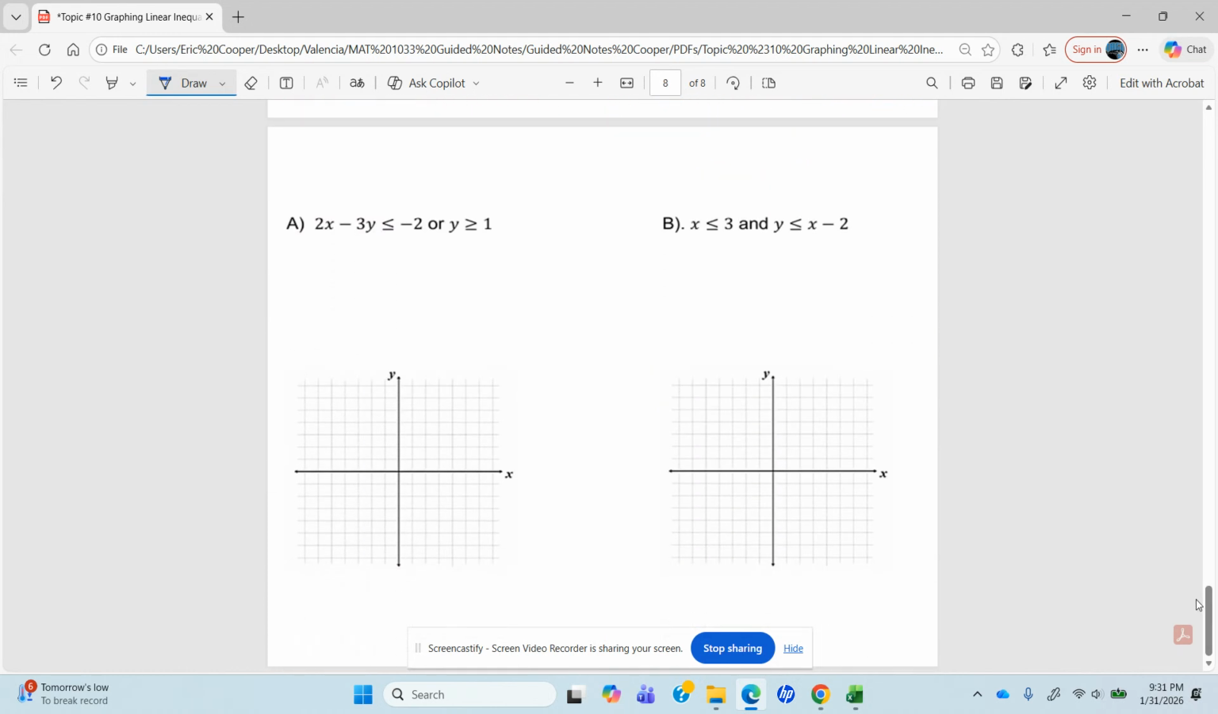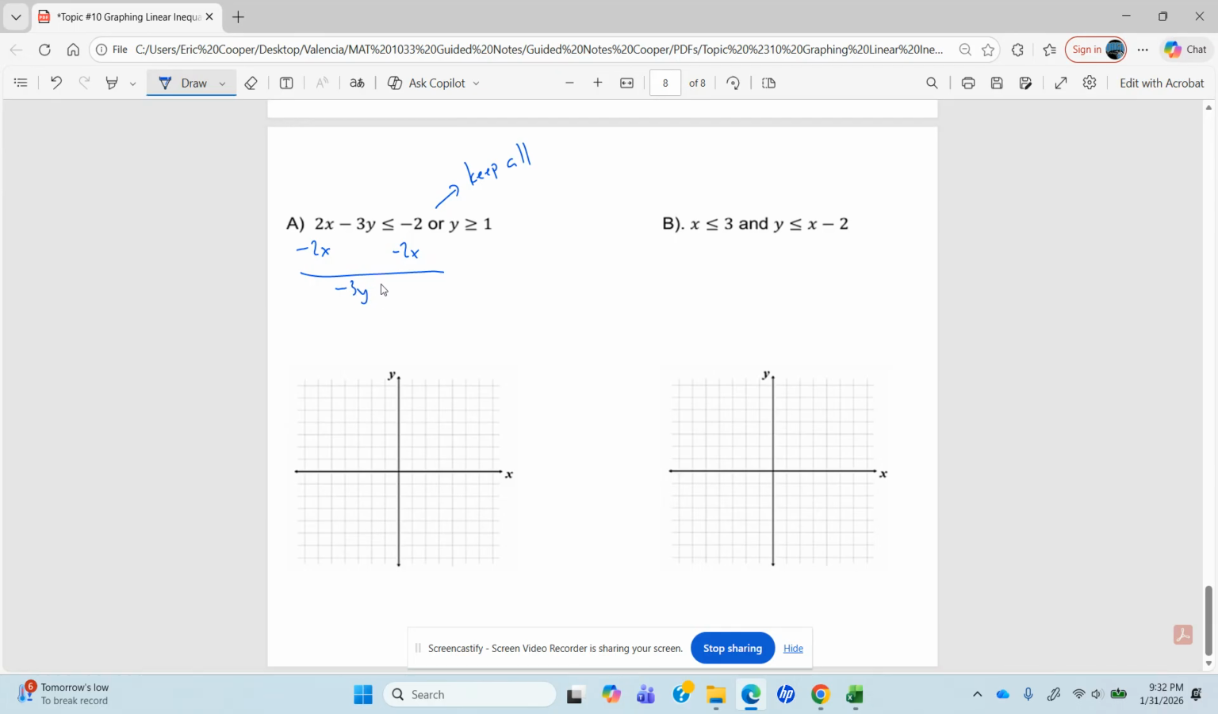Let's try it again with this one. Let's start with the or. And again, or means keep all. 2x minus 3y is less than or equal to negative 2. So I'm going to go through, subtract the 2x from both sides.